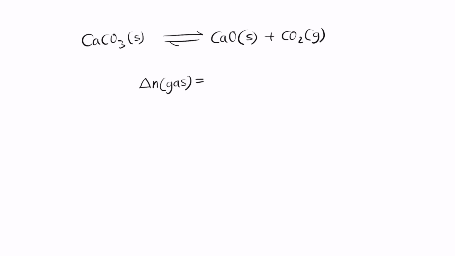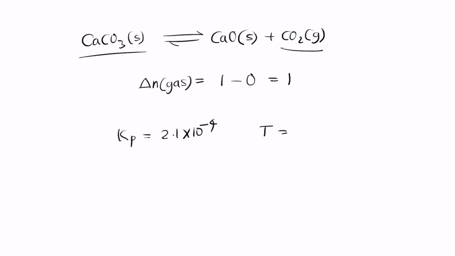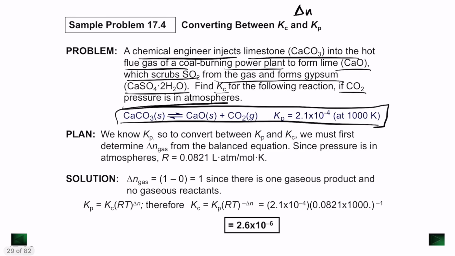So we have to calculate the number of gaseous products minus the number of gaseous reactants. The number of gaseous products right here is 1. The number of gaseous reactants is 0. So delta N of the gas is 1. The Kp value is 2.1 times 10 to the power negative 4 at a temperature of 1000 Kelvin. We know that the R value is generally written in terms of atmosphere, which is 0.0821 atmosphere liter per mole Kelvin.